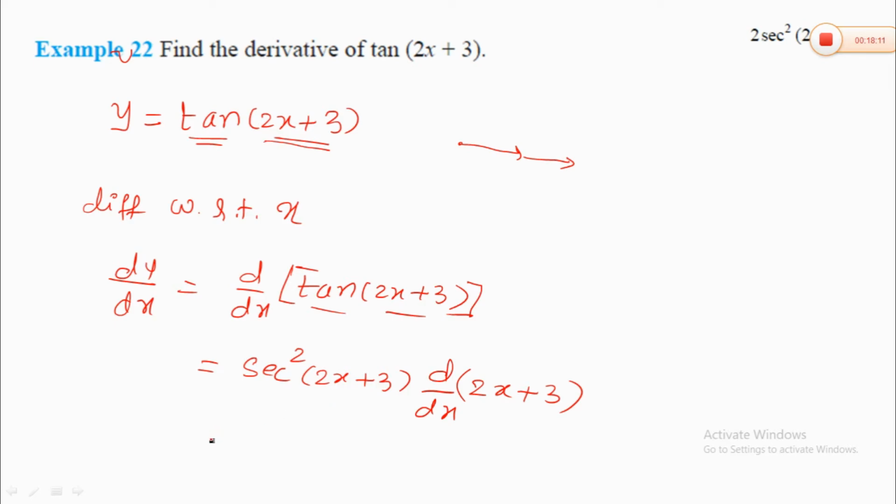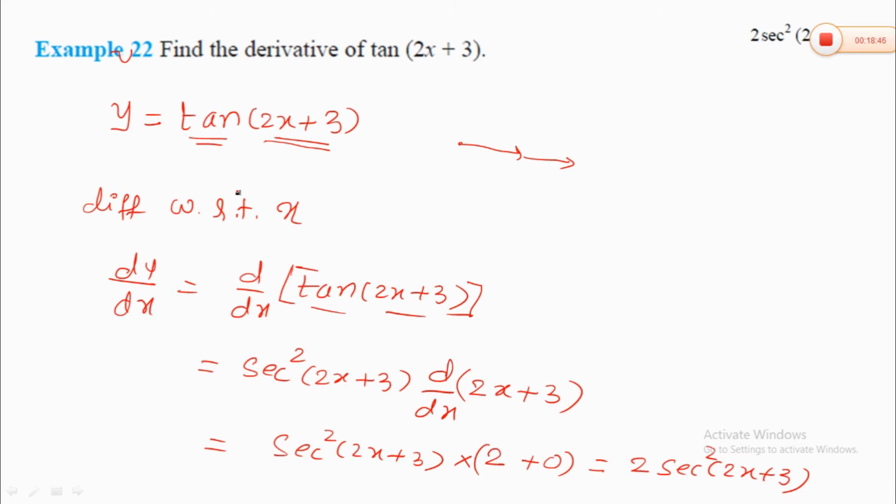So therefore this equals sec square 2x plus 3 into, so it is f(x) plus g(x), derivative of f(x) plus derivative of g(x). Therefore the derivative of 2x is 2, and the derivative of 3 is a constant, that is 0. So therefore this equals 2 sec square 2x plus 3, which is the answer.